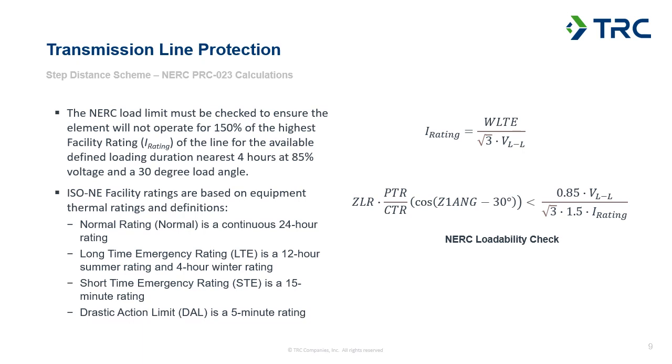And we'll compare that to the impedance that we would see for load operating at rated current, but also at 0.85 per unit voltage and 150% of that current rating to meet the loadability criteria. And if you do this calculation and the loadability reach of the relay is less than that calculated NERC limit, you're all good. You don't need to do anything to adjust your settings. Loadability is going to be maintained.